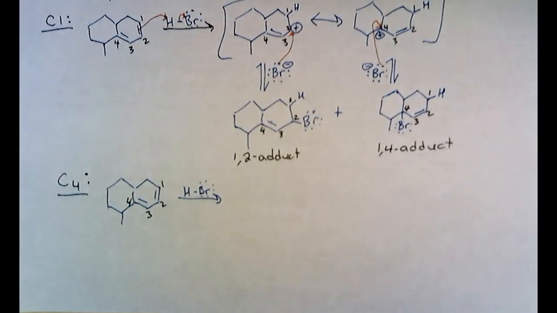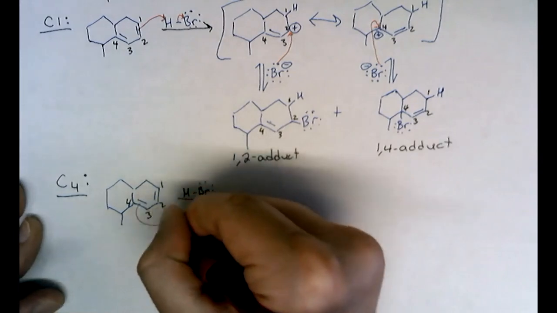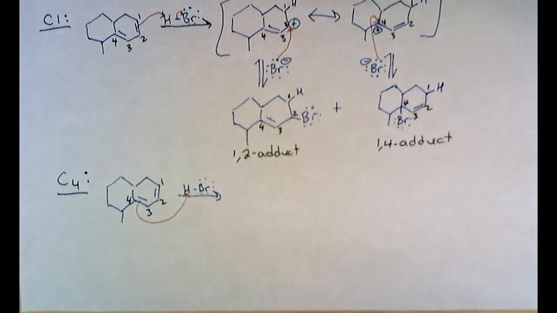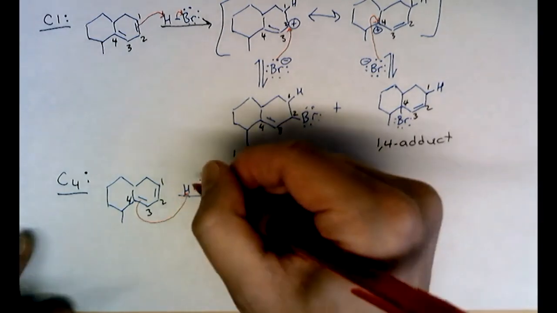For protonation at C4, the first arrow goes from the pi bond between carbons 3 and 4 to abstract the proton from HBr. This breaks the HBr sigma bond, and those electrons form a new lone pair on the bromine to generate the anion bromide.